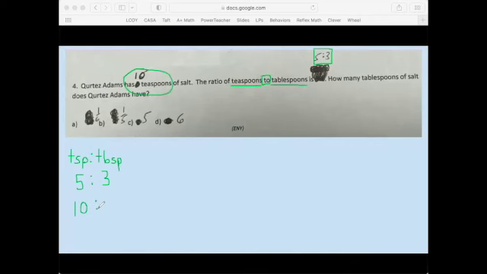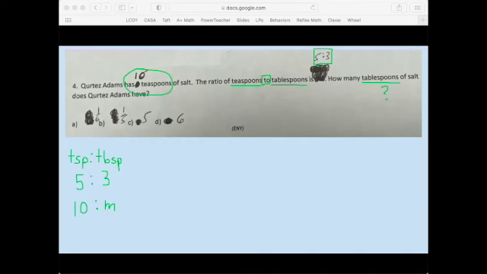So I'm going to put that under the side that has teaspoons. And then the question is, how many tablespoons of salt does he have? So that's what I need to figure out. And we use variables in the previous problems, so in class and today. So I'm going to use the variable m. So we need to figure out what m is, which is going to be the amount of tablespoons, excuse me, when he has 10 teaspoons.